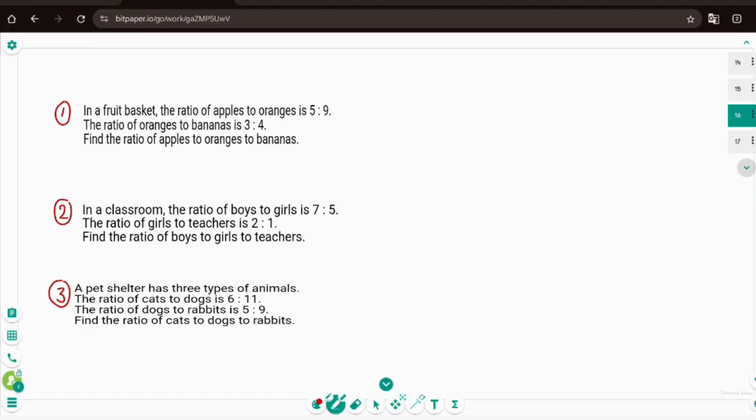Okay, have a go at these 3 questions yourself. Put me on pause, unpause when you complete it. So we've got apples, oranges, bananas. Apples to oranges is 5 to 9, and it's the oranges that are repeated, 3 to 4.